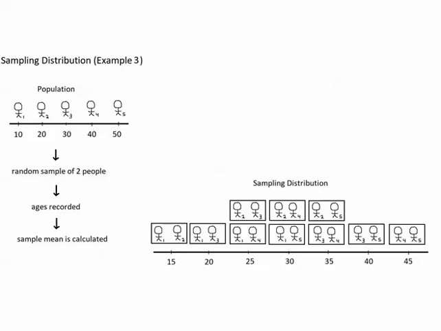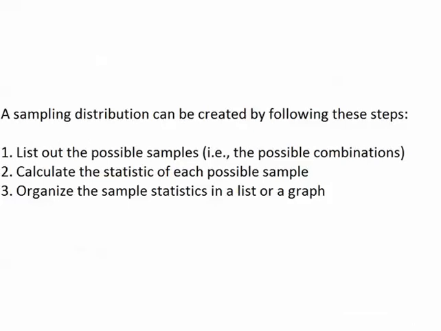Now that we've looked at a few examples of sampling distributions, let's go over the steps to create a sampling distribution. A sampling distribution can be created by following these steps. First, you list out the possible samples, or the possible combinations. Then you calculate the statistic of each possible sample. And then you organize the sample statistics that you've calculated in a list or in a graph.